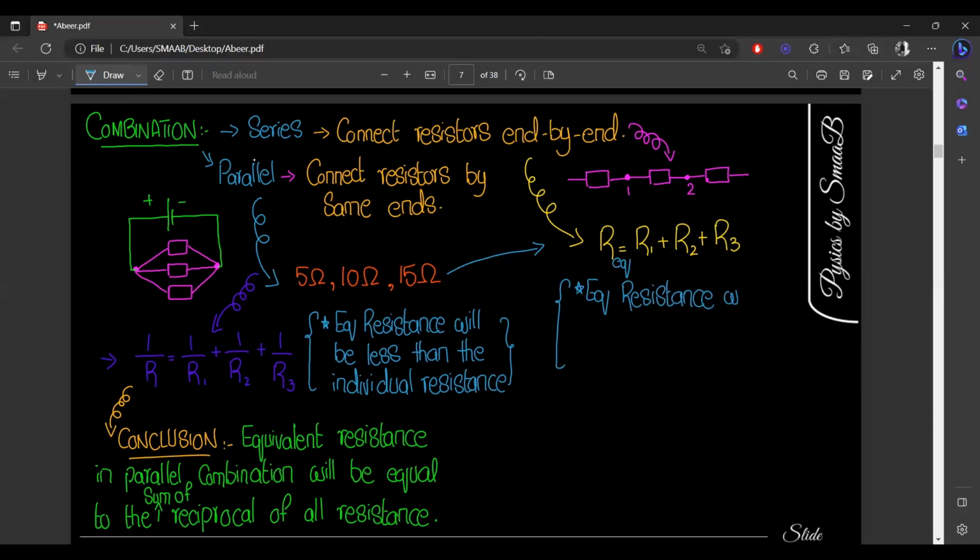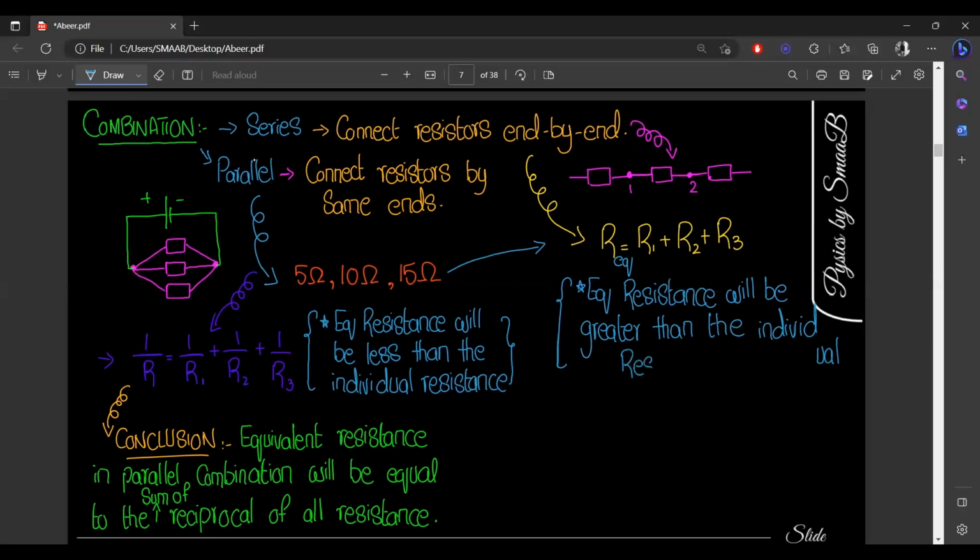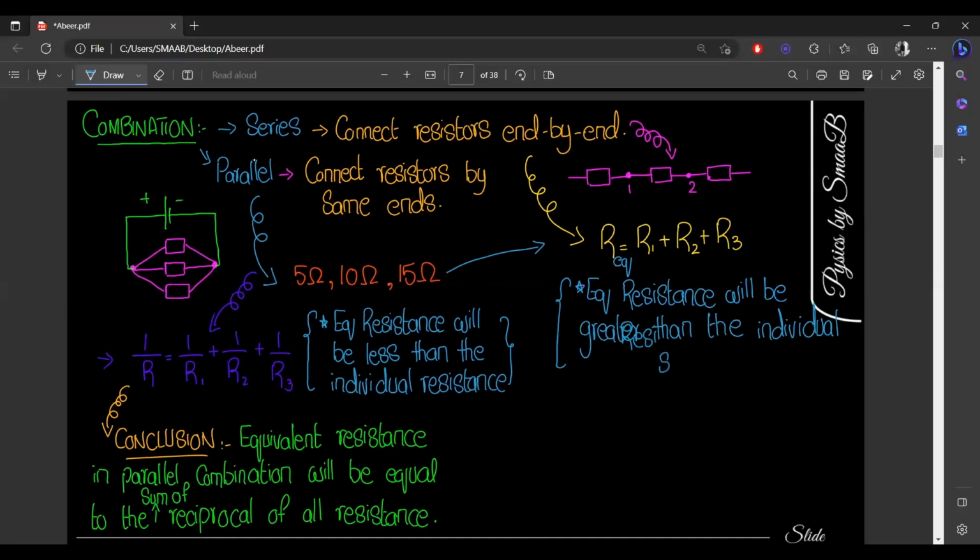equivalent resistance will be greater than the individual resistance, right? So that is the identification for this, greater than the individual resistance.